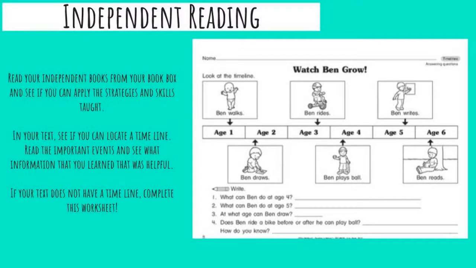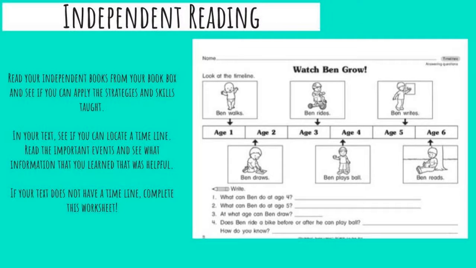So now here's the time where we're going to practice this skill. During your independent reading time today, we want to see if you are able to find a nonfiction book, whether it's at your home library or maybe accessing a digital book. See if you can locate a timeline in your book. Read the important events and see what information you have learned that was helpful.